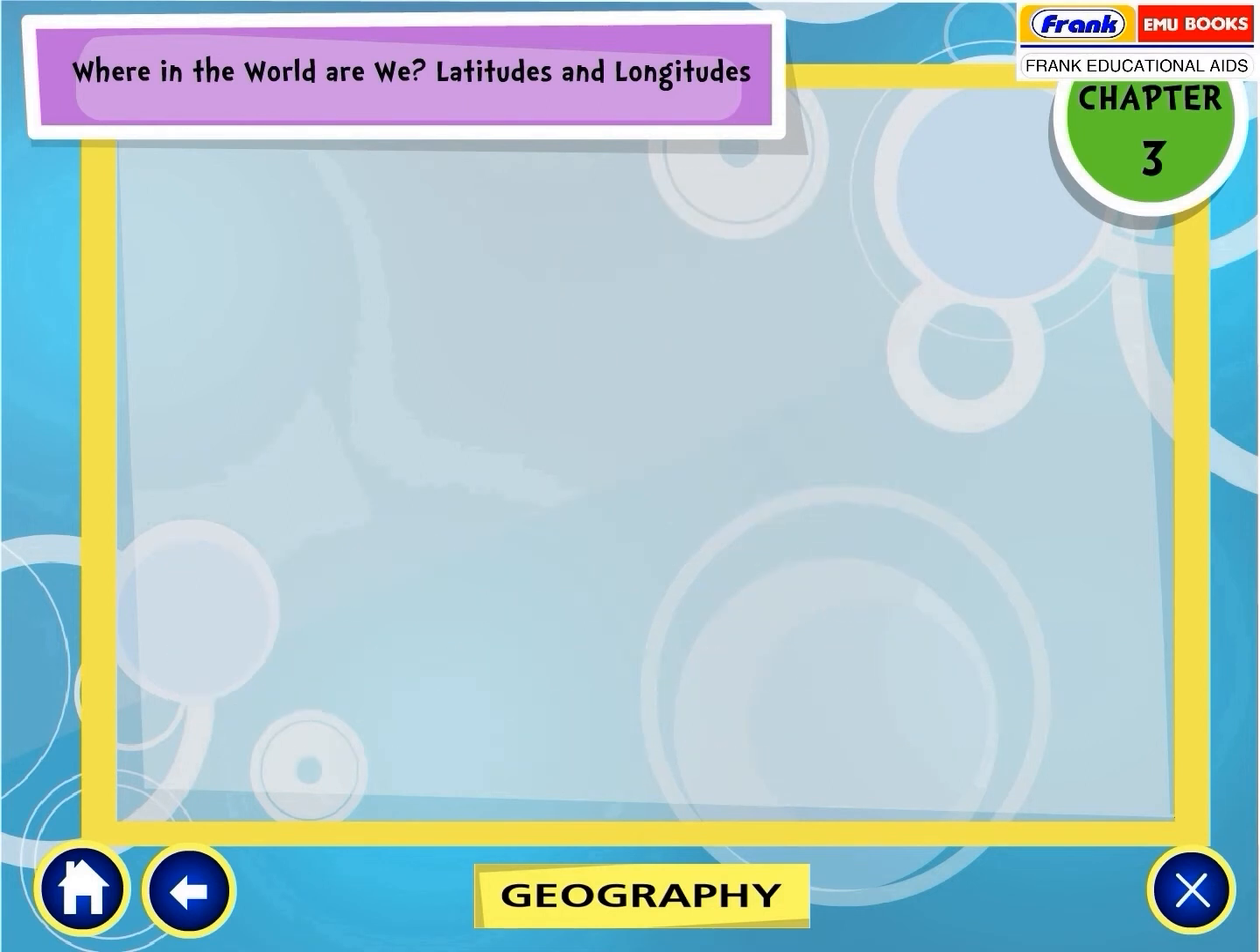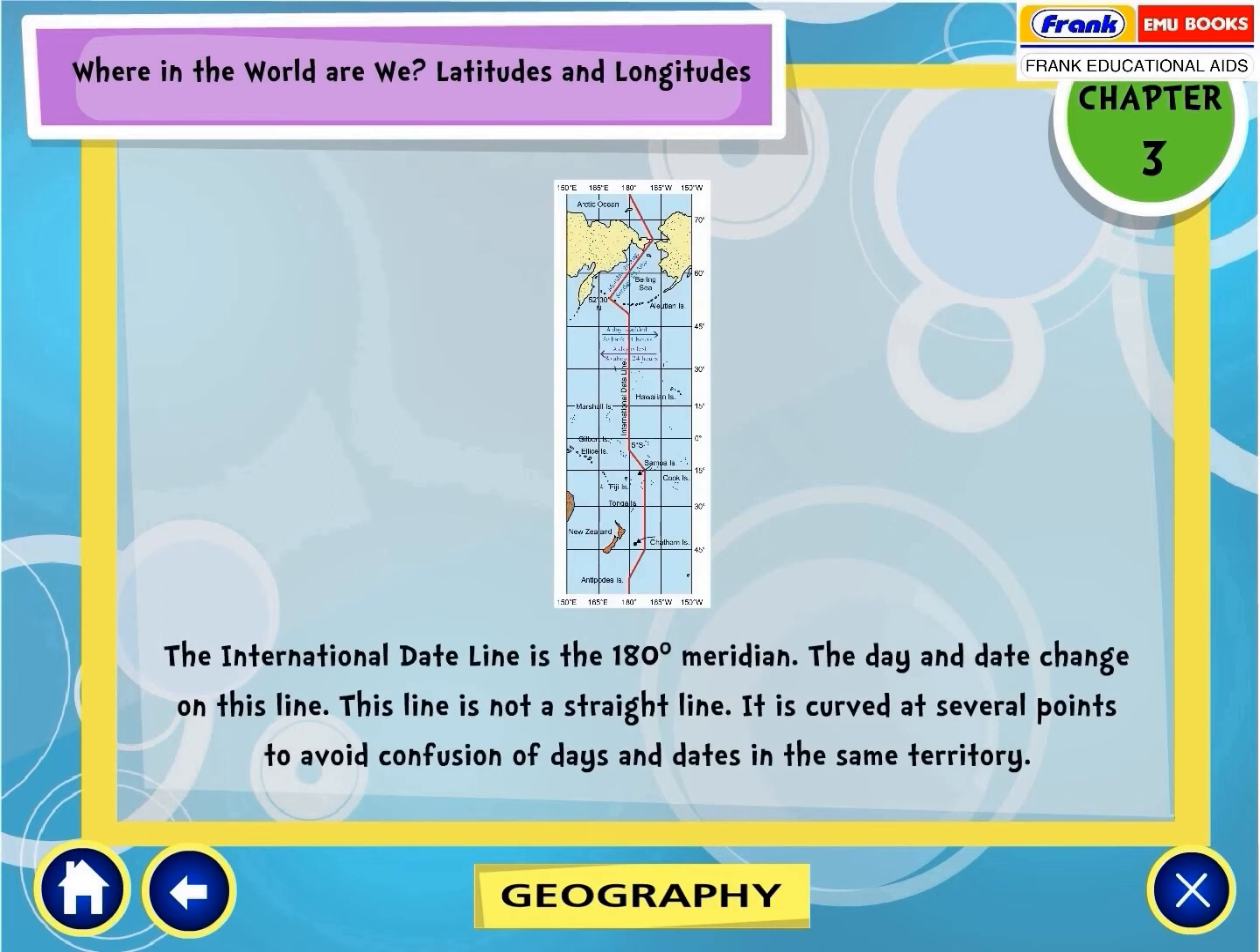The international date line is the 180-degree meridian. The day and date change on this line. This line is not a straight line. It is curved at several points to avoid confusion of days and dates in the same territory.